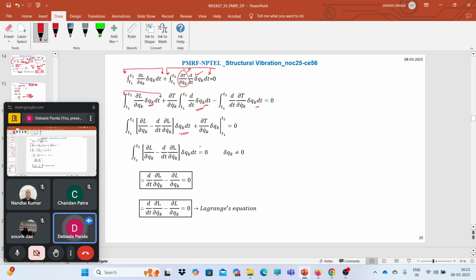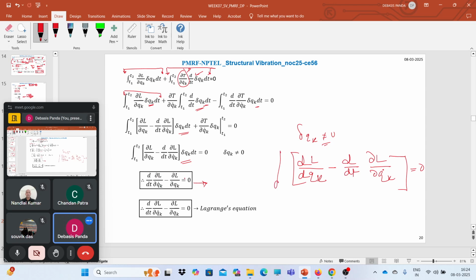Now if we further simplify it, we are left with this equation: integration from t1 to t2 of del L by del qk minus d/dt of del L by del qk dot, multiplied by delta qk dt, is equal to 0. Now obviously delta qk cannot be 0, it is associated with the generalized coordinate. So we are left with del L by del qk minus d/dt of del L by del qk dot is equal to 0. If we further simplify, we have d/dt of del L by del qk dot minus del L by del qk is equal to 0.